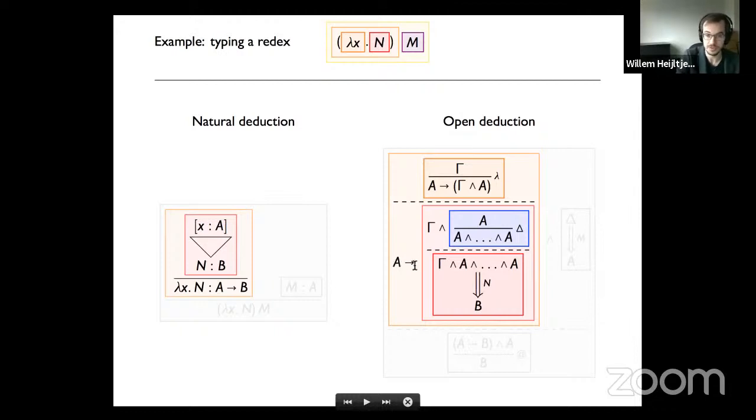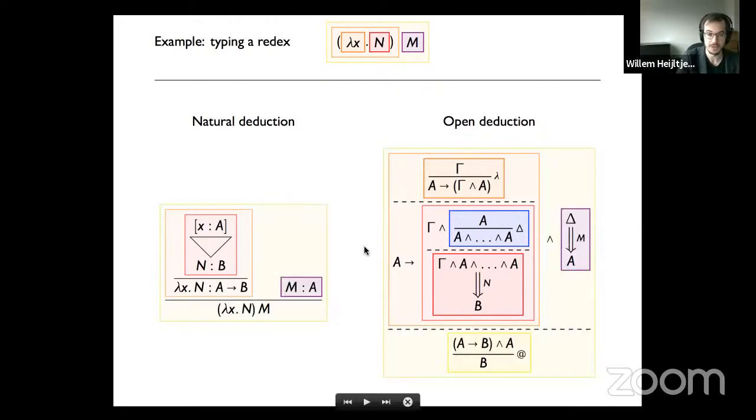So you compose first with an implication, add the formula A on the left of an implication, and then you put the abstraction rule on top. And the application is in a way similar. In natural deduction, you build a tree structure, which is fine. In open deduction, you can see just a bit more that the argument and the function are joined by a conjunction. So what is the point of this then?